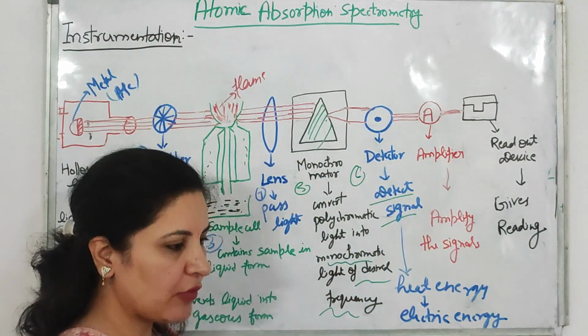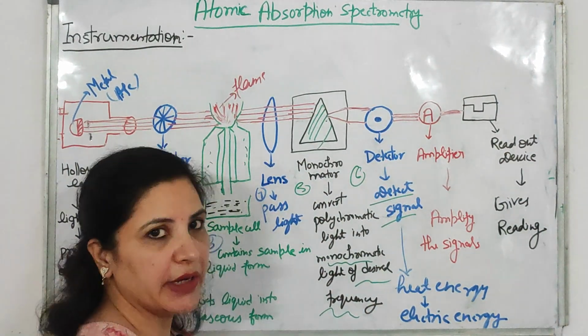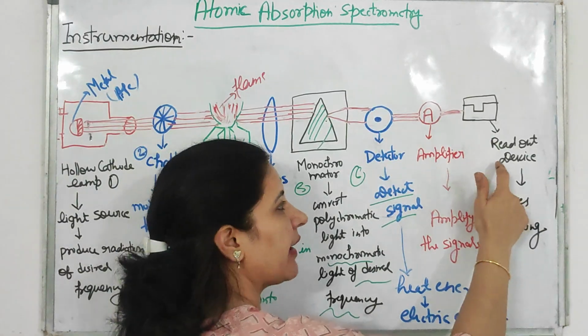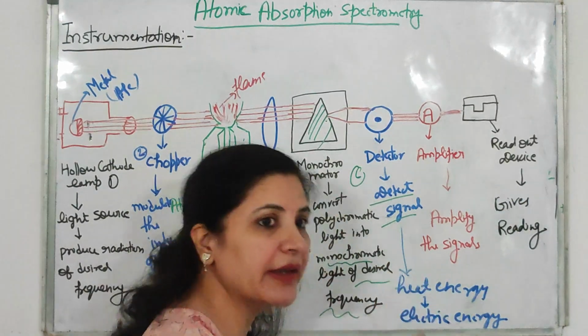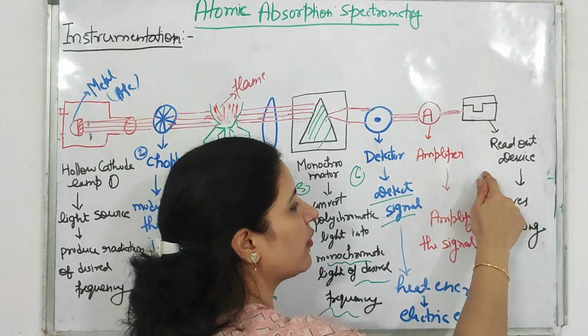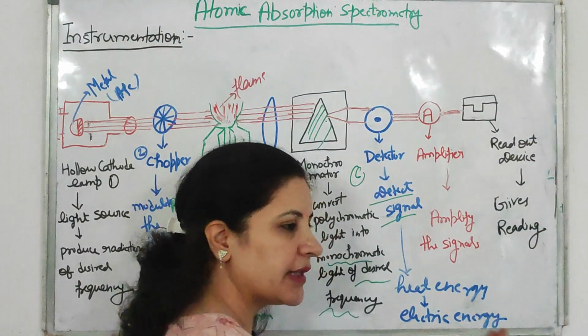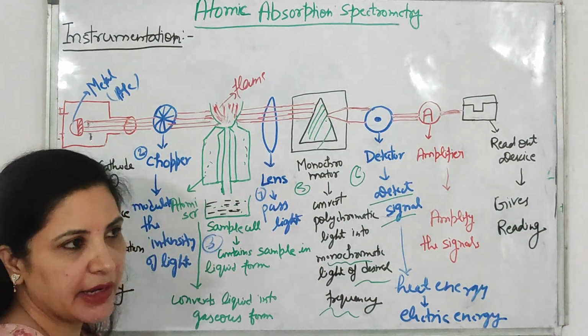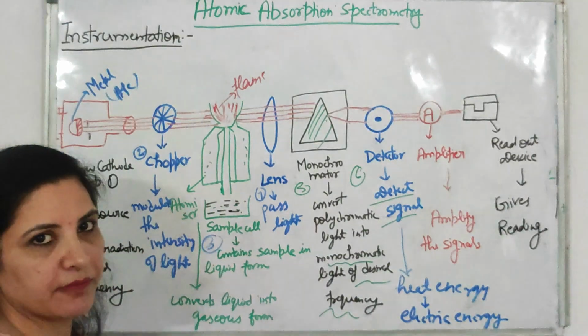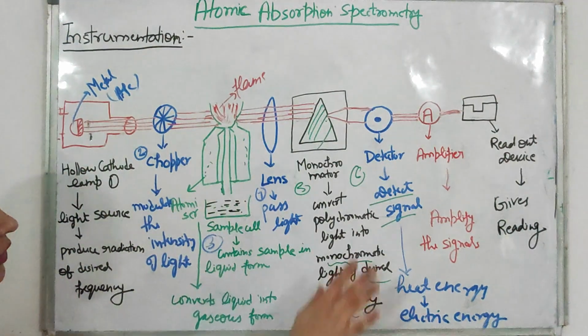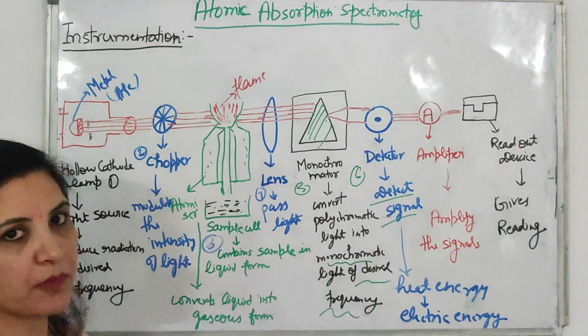The readout device is the one on which you will get your reading. Anywhere, the readout device is where you get your final reading. Okay, so this readout device gives you the reading and you just take that reading. That reading will give you the quantitative estimation. Alright, so this is the whole instrumentation of atomic absorption spectrometry.